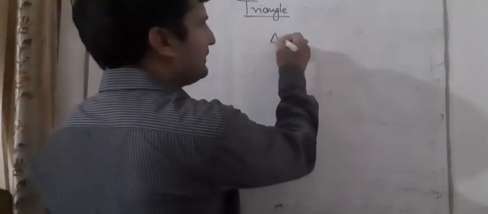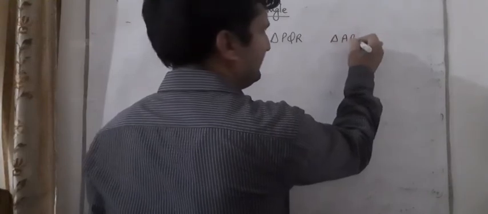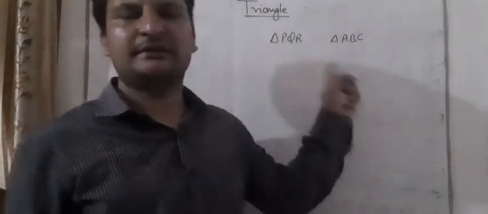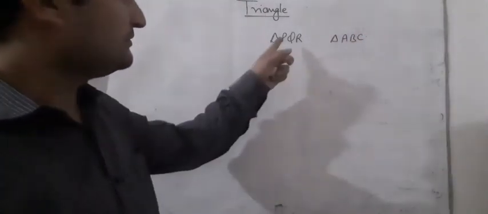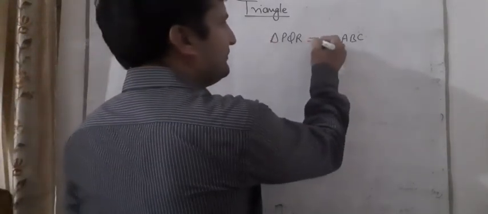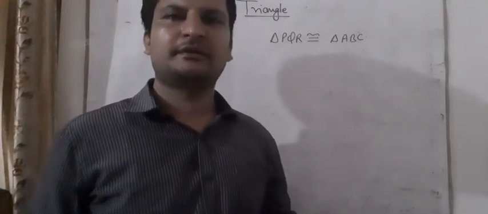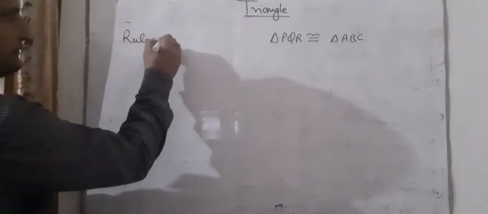Now students, there are some rules for triangle congruency. Suppose we are taking two triangles. Suppose one triangle is triangle PQR and the other triangle is ABC. If all these properties are fulfilled, we can write triangle PQR is congruent to triangle ABC. This is the sign of congruency. So what are the properties of the congruency of triangles? You can write it as rules of congruency.